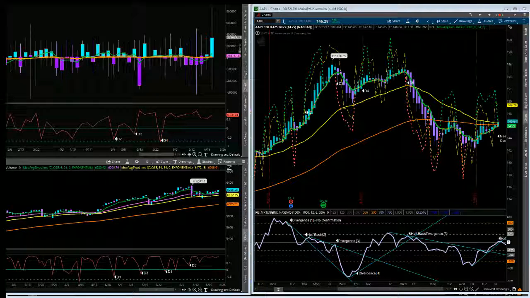It took from May 2nd to May 5th in order for all the signals to line up. All right, let's go look at the third opportunity.